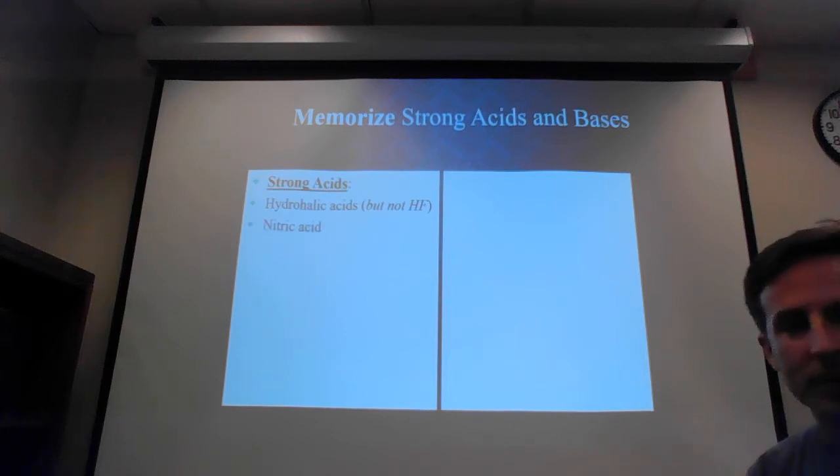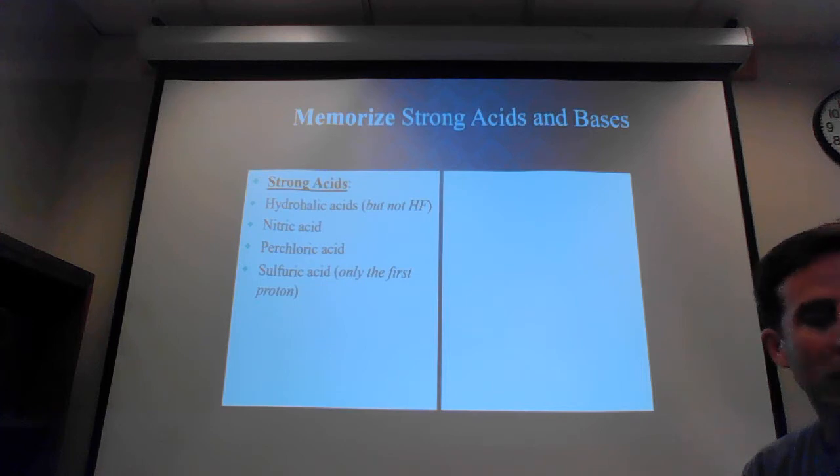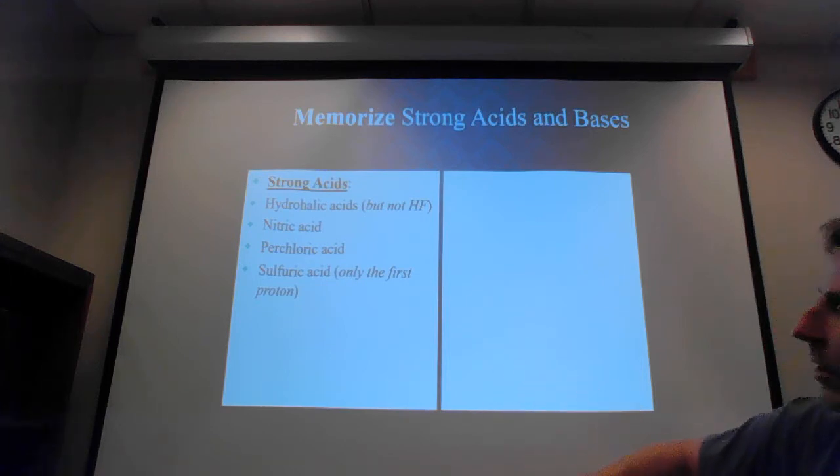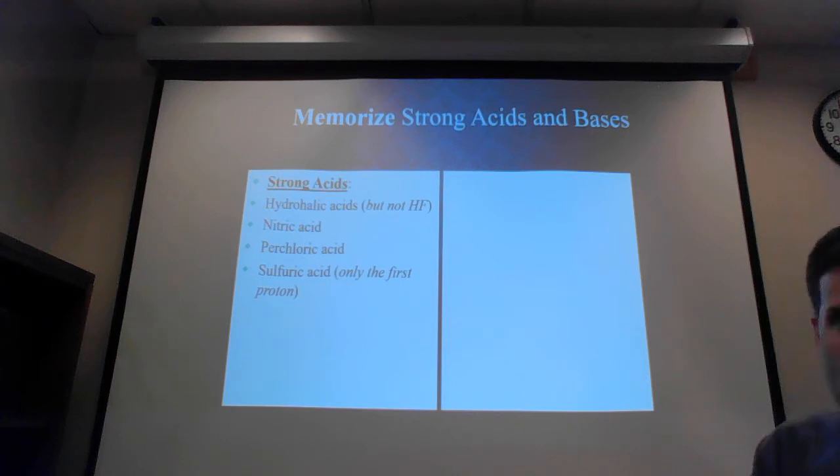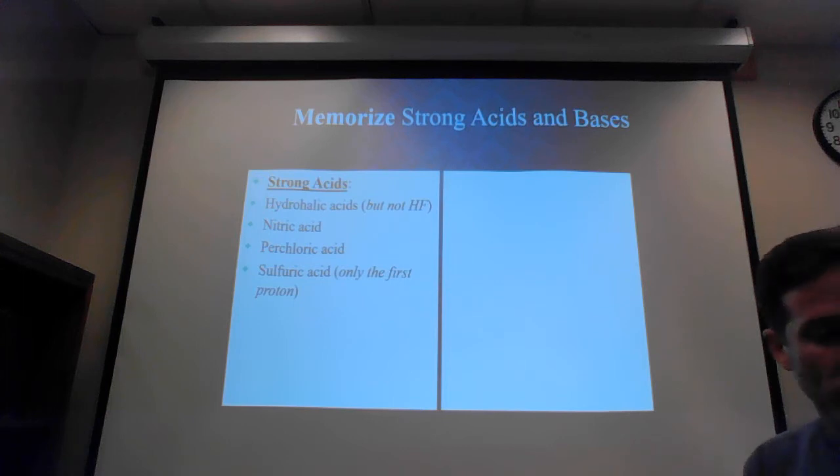So the hydrohalic acids are strong acids except for HF, nitric acid, perchloric acid, sulfuric acid. Now, with sulfuric acid, it's important to note only the first hydrogen comes off as a strong acid dissociation. The second hydrogen is more like a weak acid, so it has to be dealt with separately. Again, we'll talk about that when we get into a later slide, but just remember with sulfuric acid, if it's 0.1 molar sulfuric acid, the hydrogen concentration still ends up being around 0.1. We don't factor in the 2 in the formula when we calculate the H+. Okay? Again, we'll explain that better at a later point.